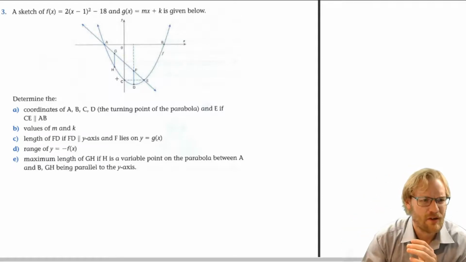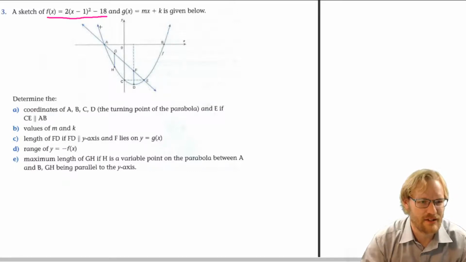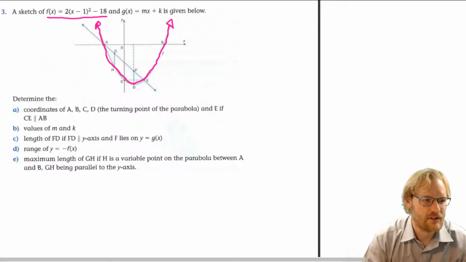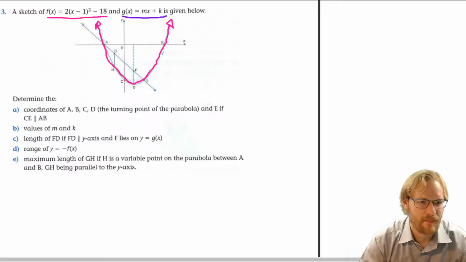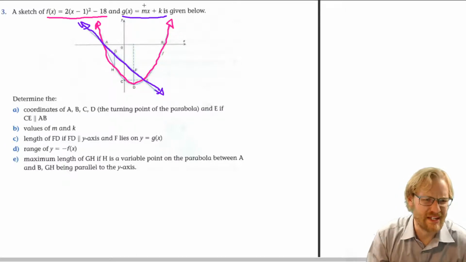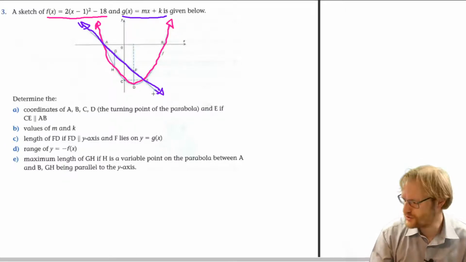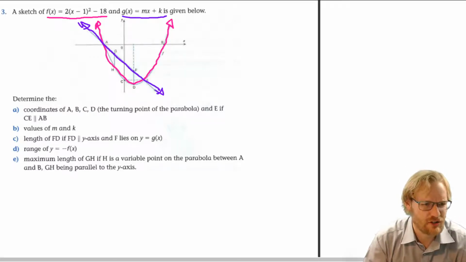Okay, so f of x is given to us here, 2x minus 1 squared minus 18. This is the parabola, so let's draw it like this. And the straight line is given to us as mx plus k. We don't really have too much information about the straight line at all. We do know that the gradient is going to be negative, but it doesn't help us all that much just yet. Okay, so let's go through and see.